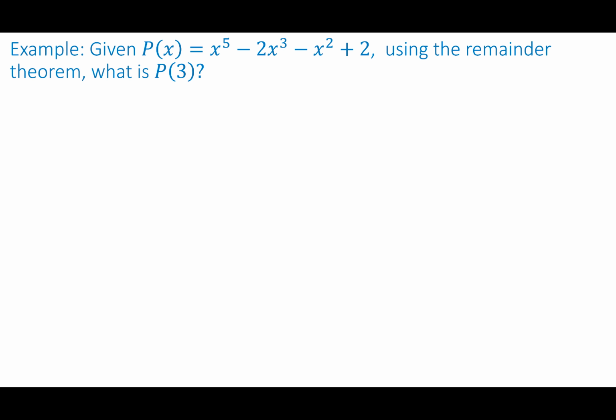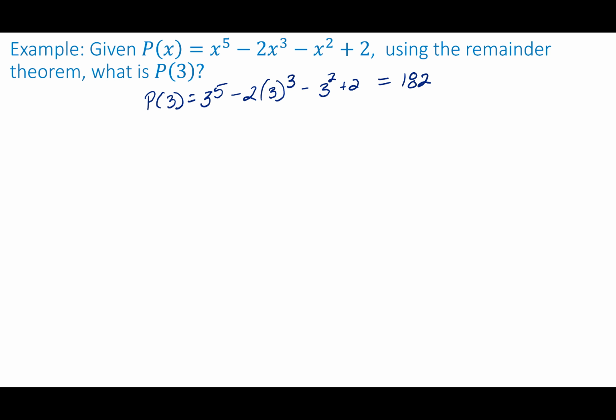So, given the polynomial p of x is x to the 5th minus 2x cubed minus x squared plus 2, use the remainder theorem to determine what p of 3 is. So p of 3 would simply be 3 to the 5th minus 2 times 3 cubed minus 3 squared plus 2. That is going to tell us what the remainder is. When I plug all this in, I get 182, if I were to evaluate that. So my remainder theorem is telling me that this is the remainder.